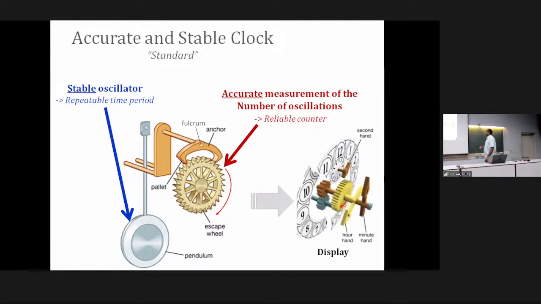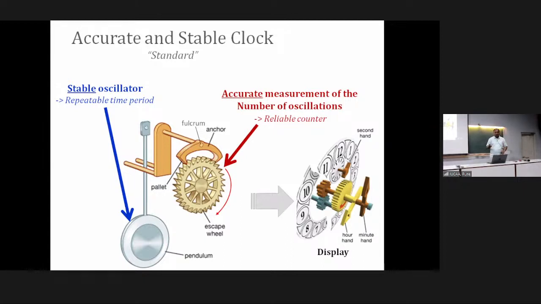And then once you have these two things, this gives the multiplication, like count times the oscillation period, and then it is basically what we see in the display in front of us.